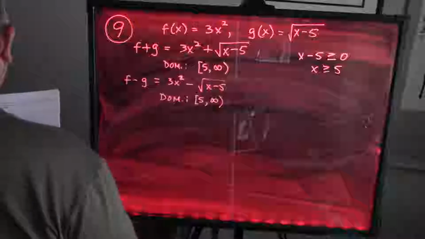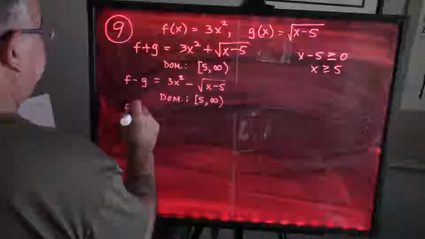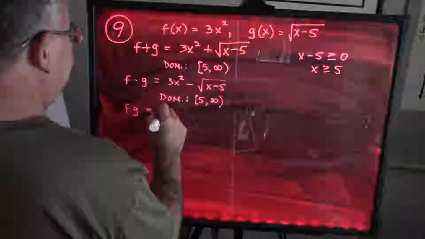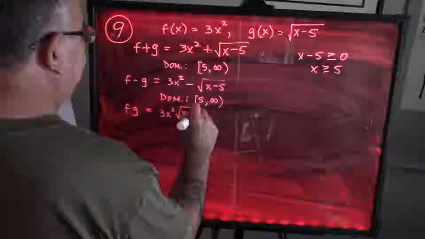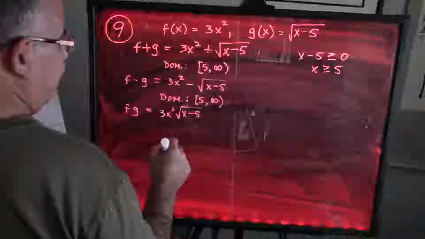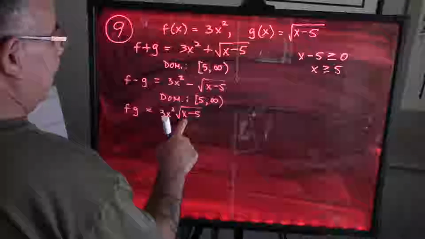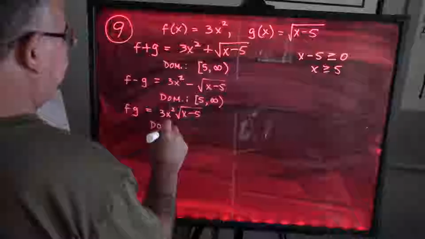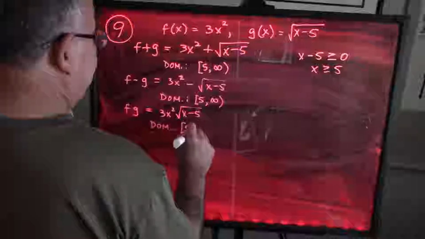And f times g. So it's just 3x squared times square root of x minus 5. The only problem here would be if you have square root of a negative number again, so the domain is the same as before. X has to be greater than or equal to 5.